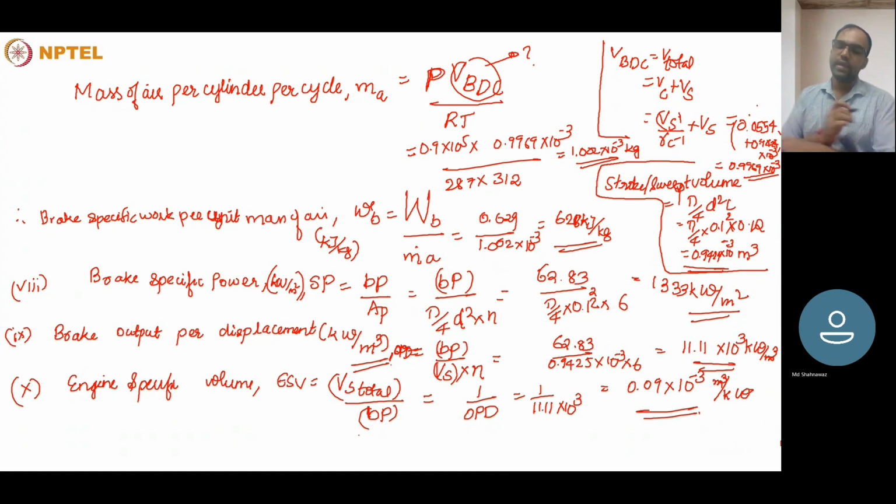So we have calculated the engine specific volume, and now we have calculated the brake specific fuel consumption, where the mass flow rate of the fuel into the engine is divided by the total brake power that is achievable from all cylinders put together. So its unit is kilogram per kilowatt hour, brake specific fuel consumption.